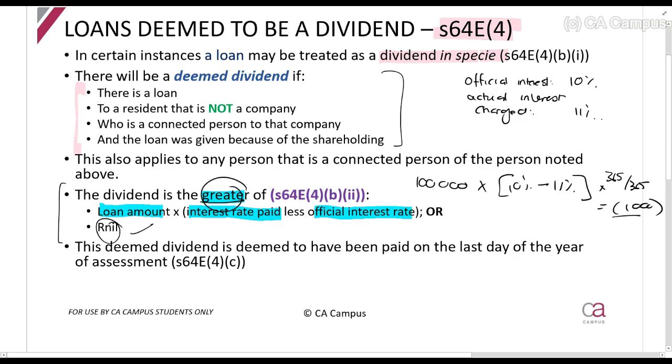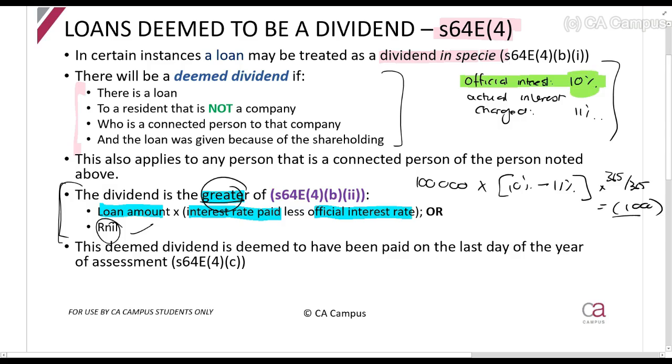So how does this calculation work? If you followed what I've been doing now, it basically implies that as long as you charge less than the official interest rate, there will be a deemed dividend, but if you charge the official interest rate or more, there won't be a deemed dividend. So if you charge less than 10%, the official interest rate, there is a deemed dividend. If you charge 10% or more, no deemed dividend.